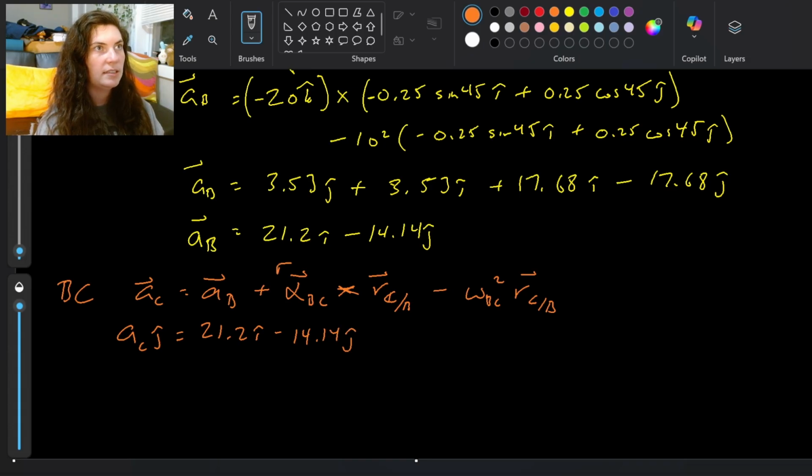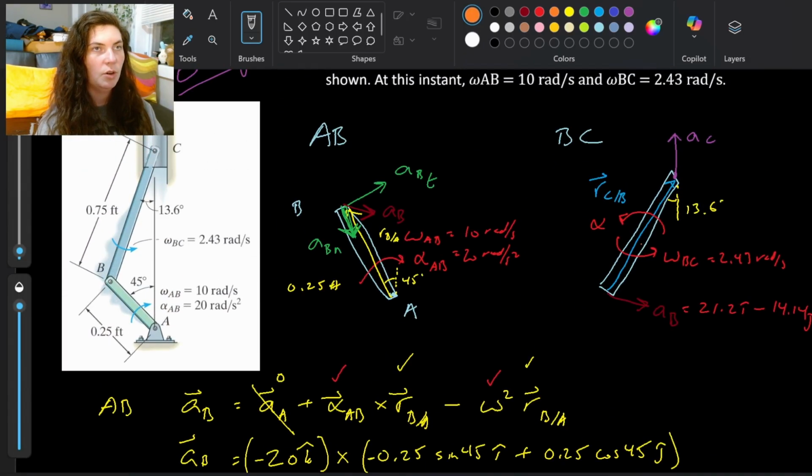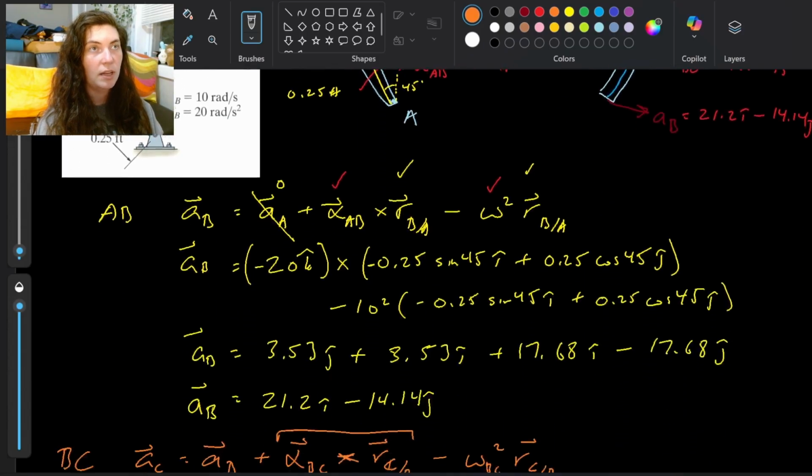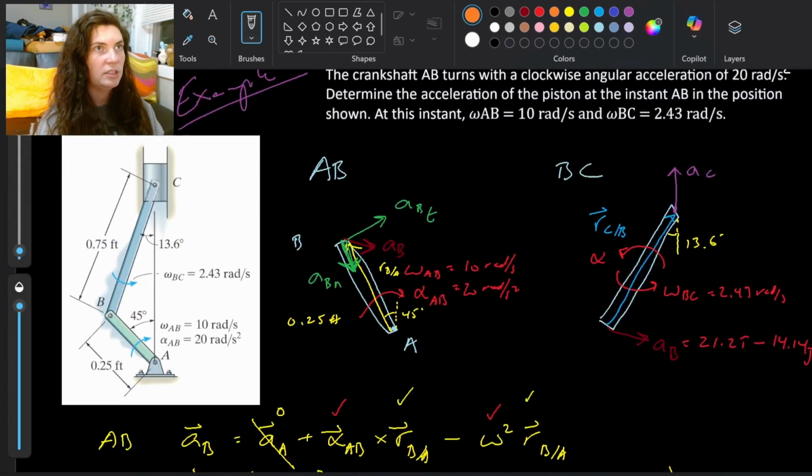And then my next section here, that angular acceleration of BC. Again, I don't know what it is, but I'm assuming that it is counterclockwise. So that's a positive k hat plus alpha BC k hat cross product with my position vector here.